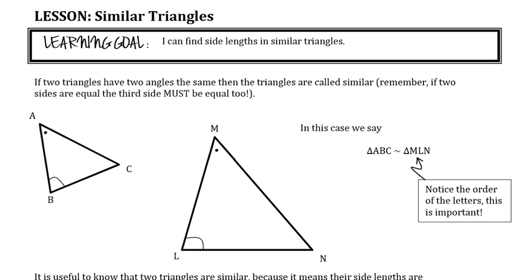We have two triangles here, ABC and LMN, right? And what do we notice about these two triangles? We notice that it has these two angles marked with the same symbol, and these two marked with the same symbol, okay? And what do you think that tells us? Anybody have a guess?